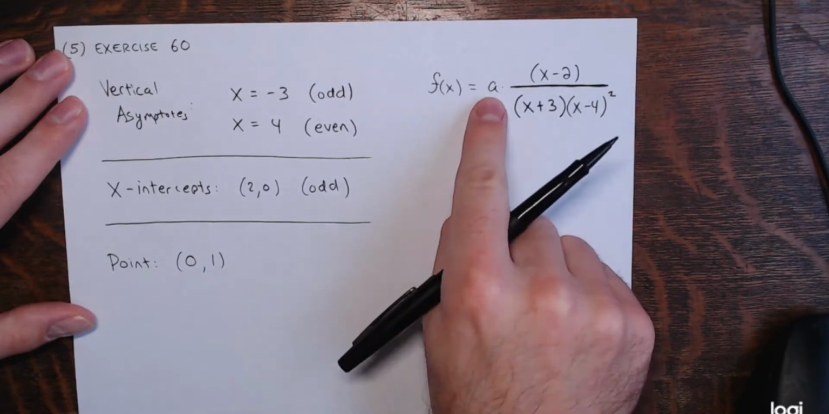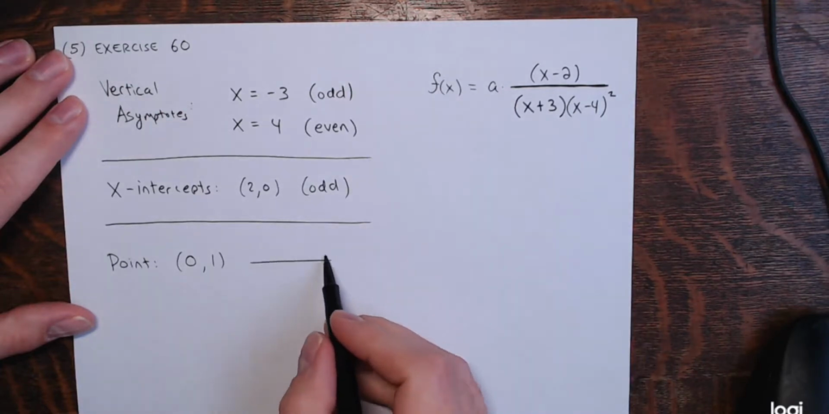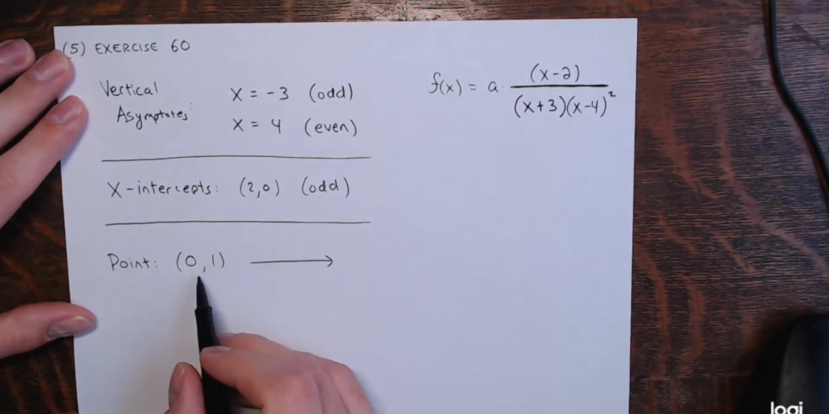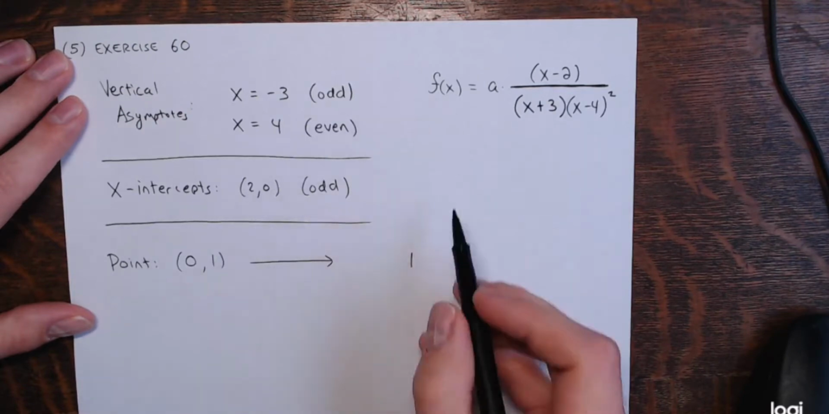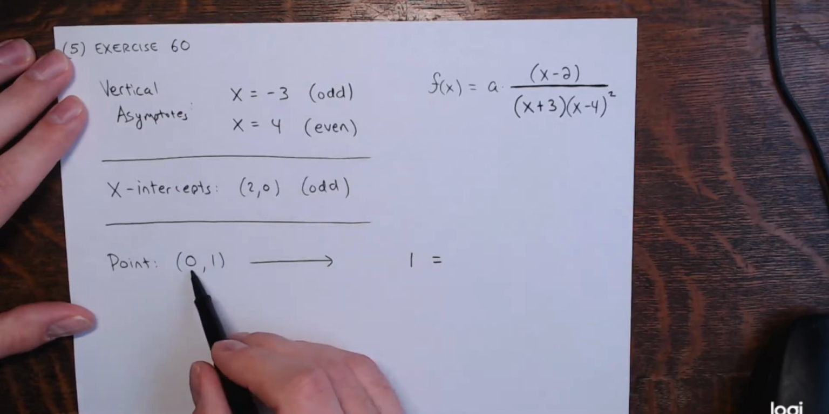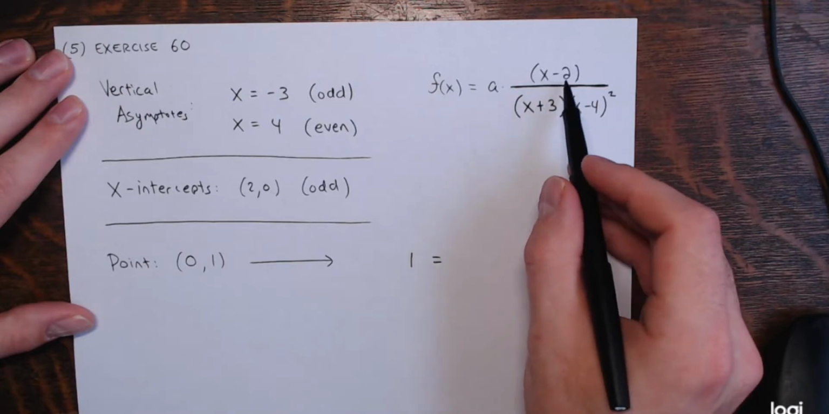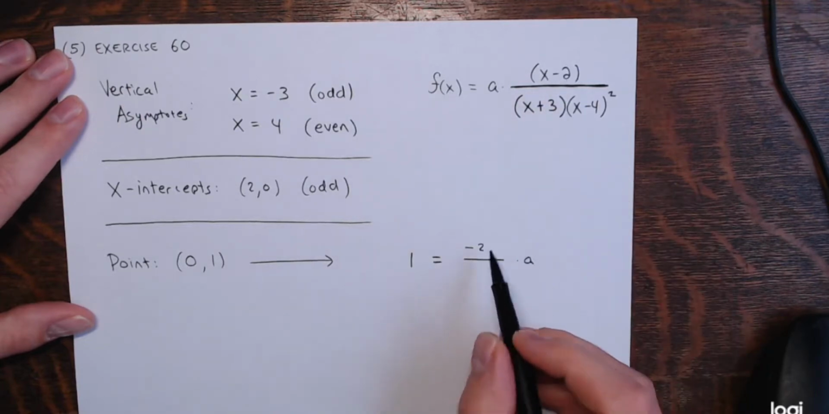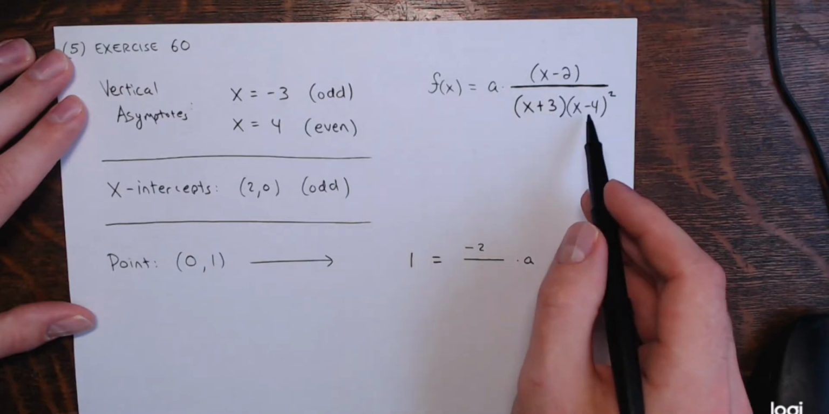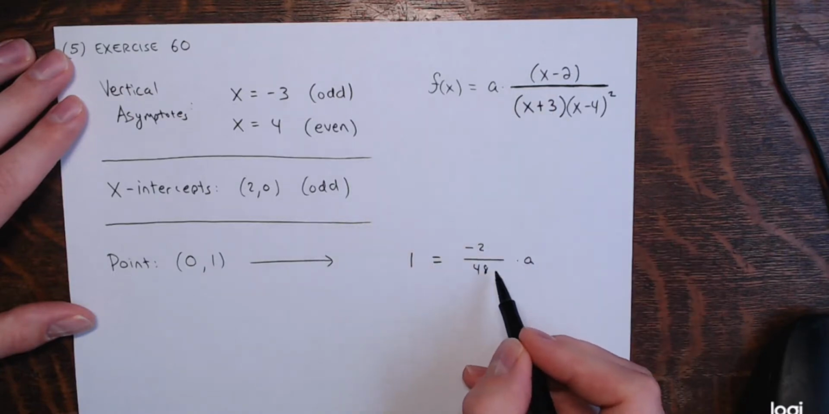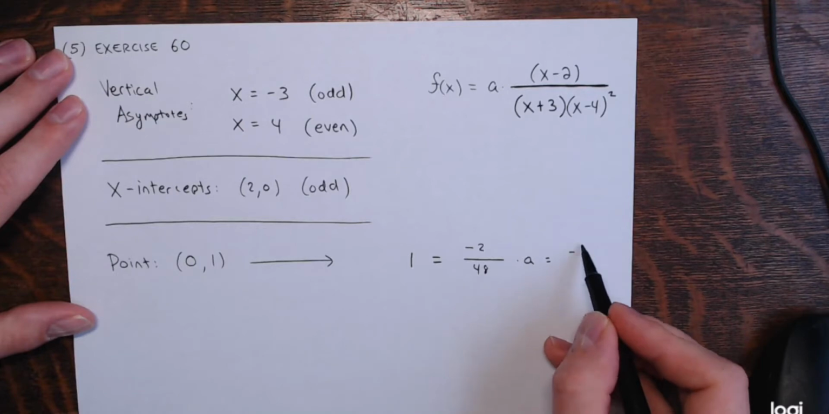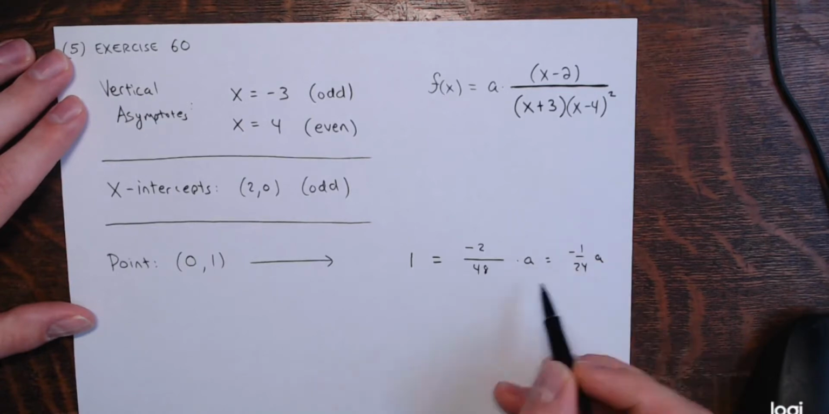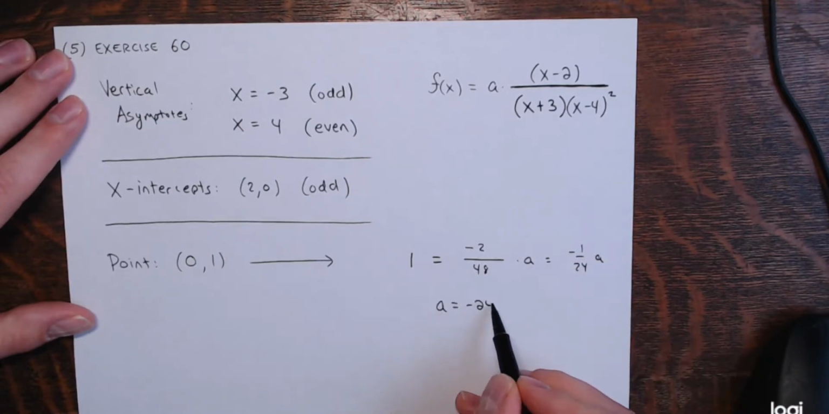And now we just need to find a, and that's where this comes in. The point (0, 1) is on this graph, 1 for f of x, and then I replace x with 0. So this would be negative 2 over, and then you've got times a. Negative 2 over 3 times 16, so 48. So that's negative 1/24 times a, so the value of a is negative 24.